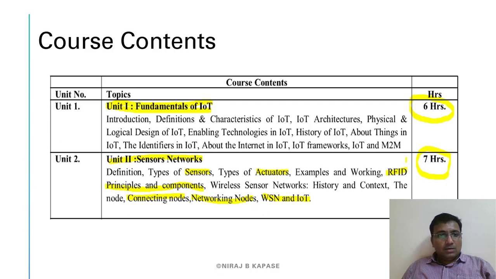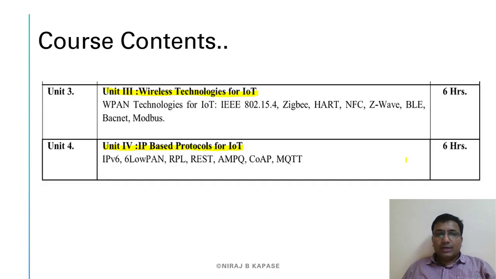Okay, so next is unit number 3. Basically, unit number 3 is more focused on the different standard topologies in IoT. So WPAN technologies for IoT, like IEEE 802.15.4, this is a technology, or this is known as a topology. We have this standard, so this standard we are going to learn. This is a communication standard, and we are going to learn it in this unit number 3.